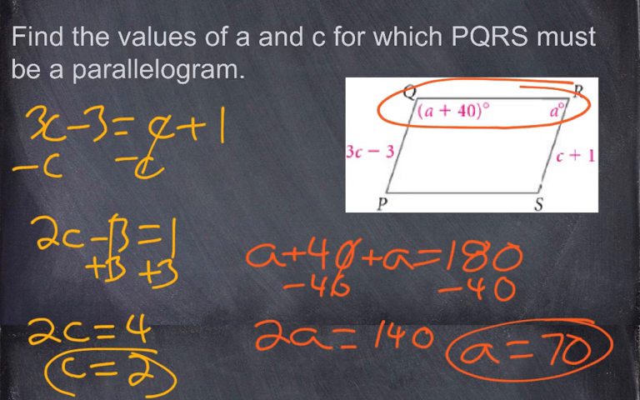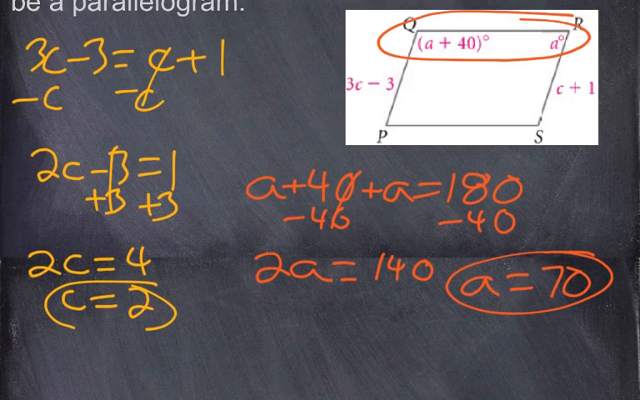Again, opposite sides are congruent. Consecutive angles, meaning not opposite of each other, in a quadrilateral, or a parallelogram, are going to be supplementary to each other. Okay? And I believe that's all we got.